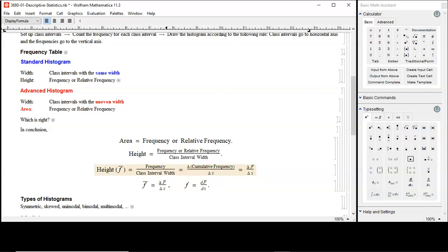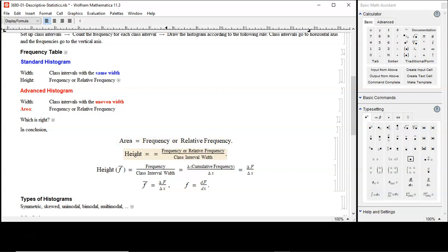And it becomes kind of like this. Height of the rectangle is basically frequency over class interval width, because you see area is frequency or relative frequency. So area is height times width. So you see, height is going to be frequency over class interval width. You see? Make sense? Area is height times width.